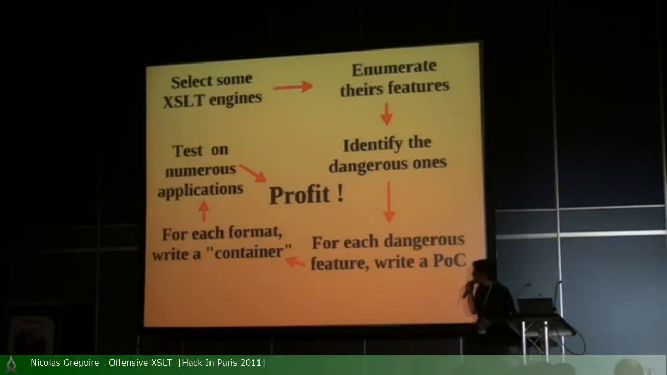reproducibility. We will need a way to trigger XSLT, so we need containers. So, for example, XML with processing instruction, or SVG, or more. And then we just need to run some application using our container, which includes our proof of concept. And in most of the cases, we gain vulnerabilities and then profit.